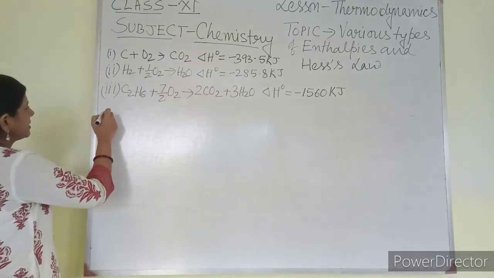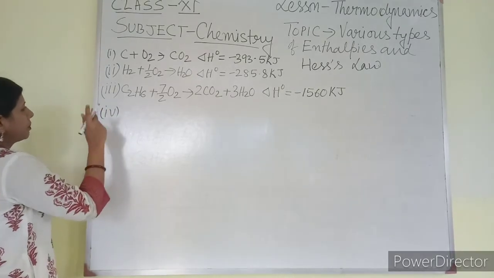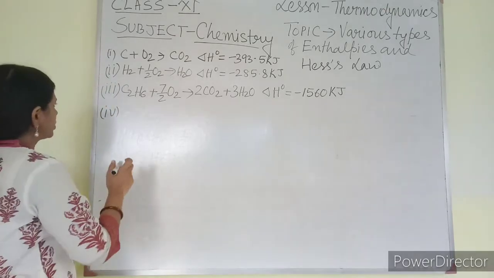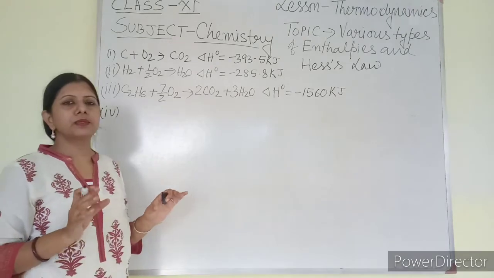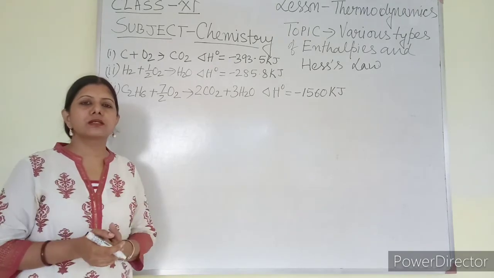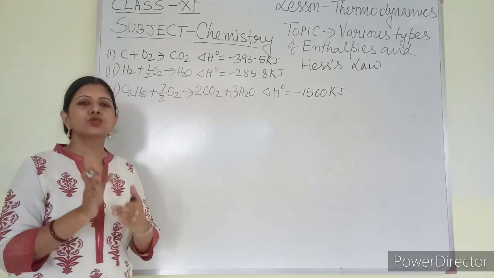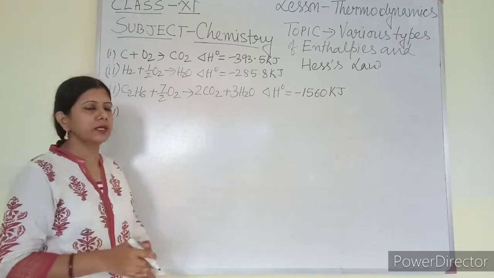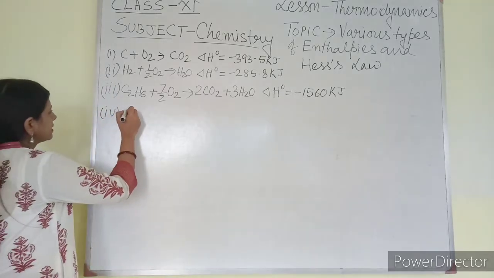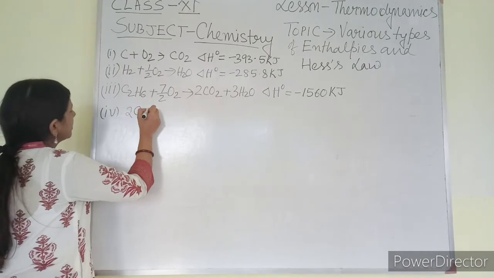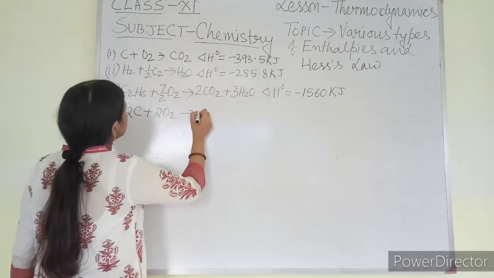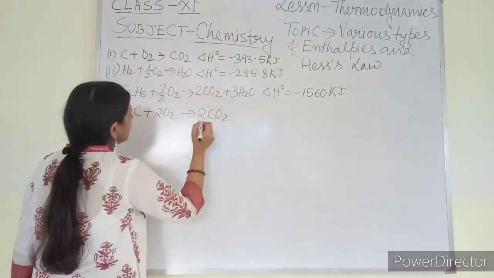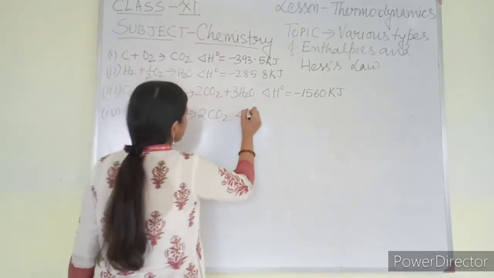Let us take it as equation 4 by multiplying 2 with equation 1. You write it down. I am not writing here, but you have to write while showing the sum that multiplying 2 with equation 1, what are we going to get? 2C plus 2O2 will give you 2CO2, and delta H will also change.